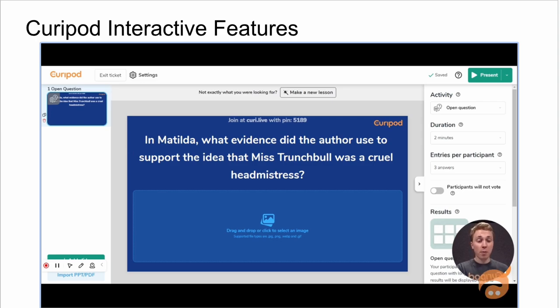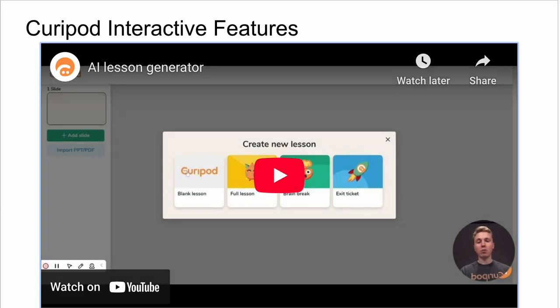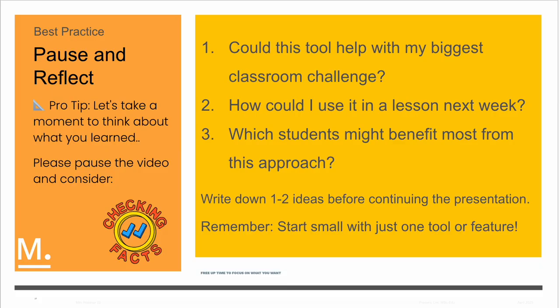So you can experiment with the AI generator and create beautiful interactive lessons, create them in 5 minutes and use them in the lesson. Great, how cool is that? Pretty amazing. So let's see, if you want, pause and reflect on how CurryPod can help you with your biggest challenge in your classroom. Could you use this in your lesson next week? And which students might benefit from the approach?